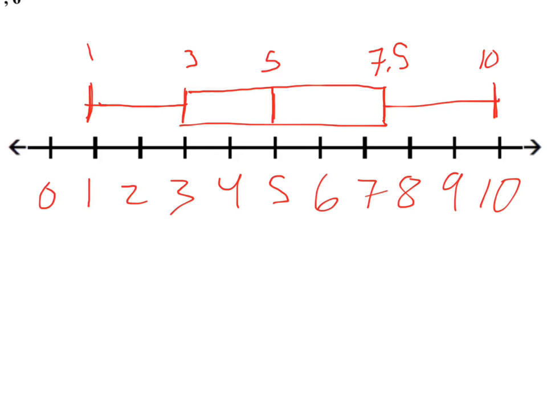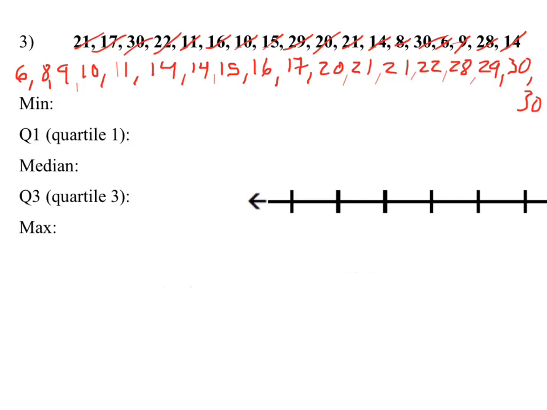So there's that one. And that brings us to number 3, which is a slightly longer data set. So instead of having you wait for me to find the median, I'm going to pause it and find it and then show it to you. But before I do that, you can find the min really easily. It's the lowest number, and the max is easy too because it's the highest number. So I'm going to pause real quick.